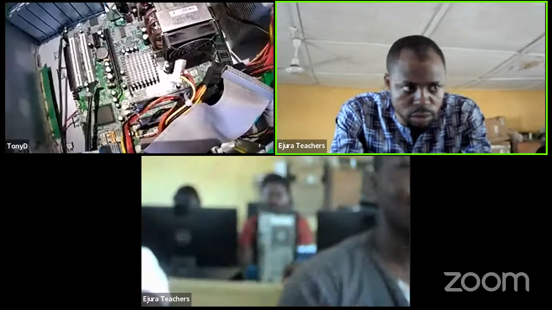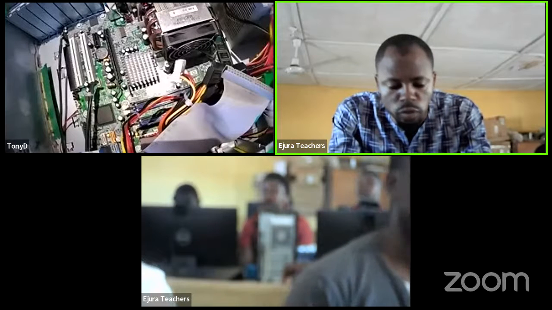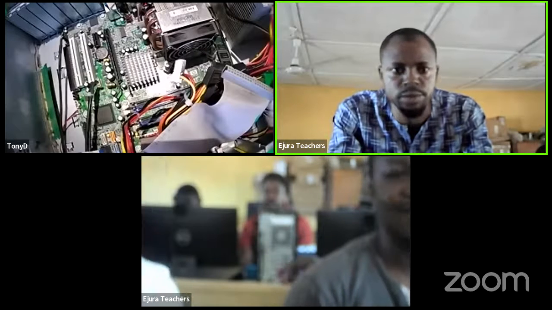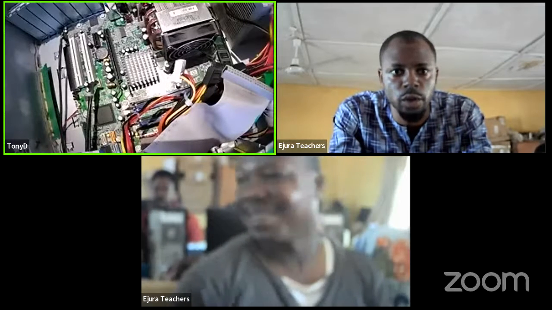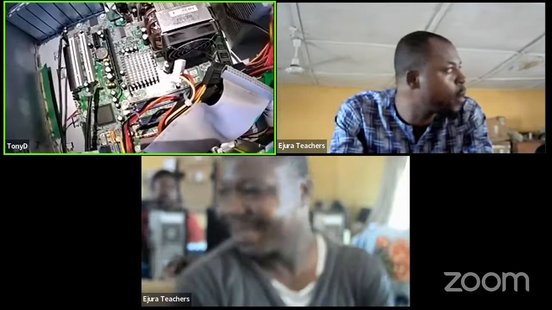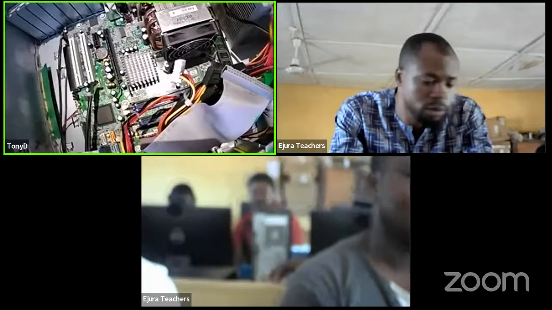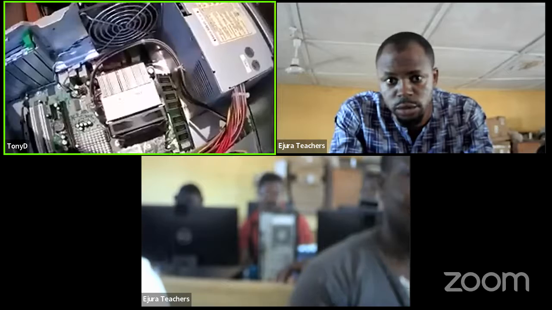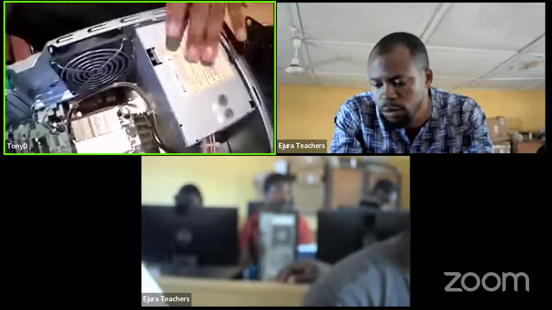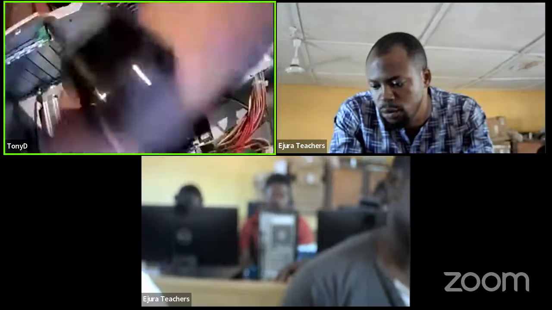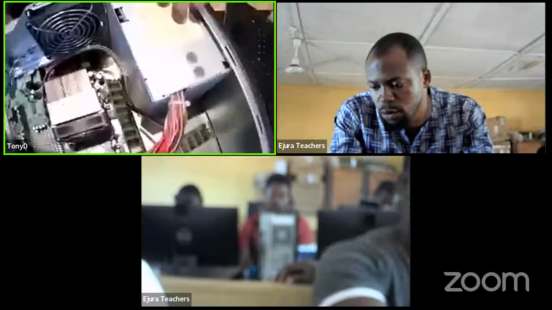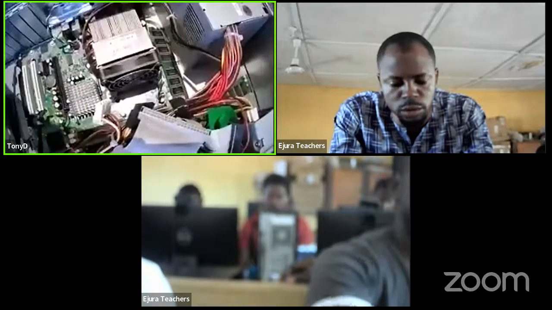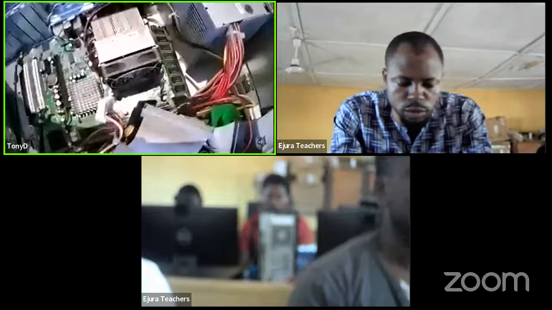The motherboard is that part of the computer where the other parts are connected to work together in unison. Yes, so the motherboard is where everything is connected. Remember that the computer is not just one part. The computer has so many parts, so all the parts of the computer have to be connected to one place so that they can communicate together, correct?